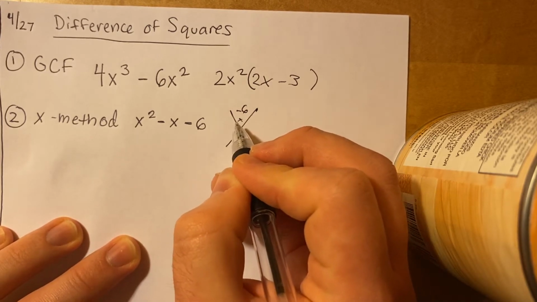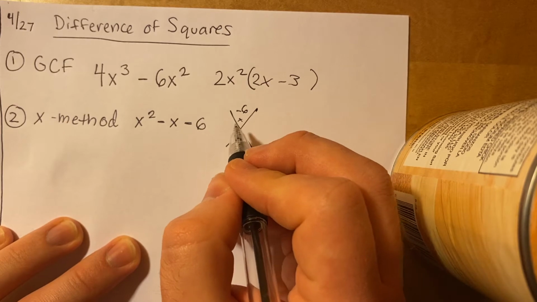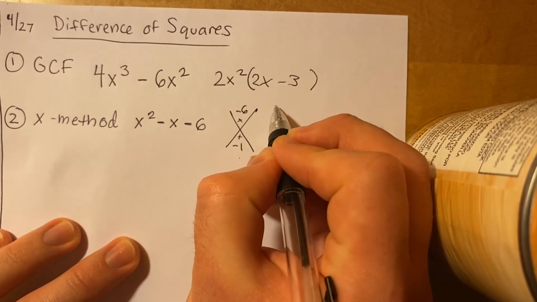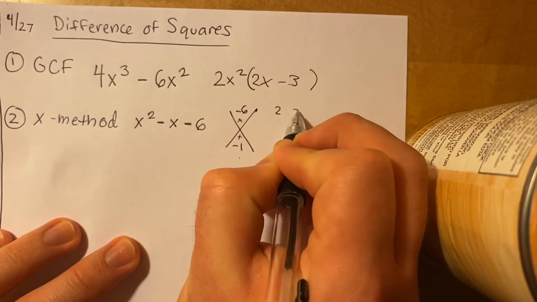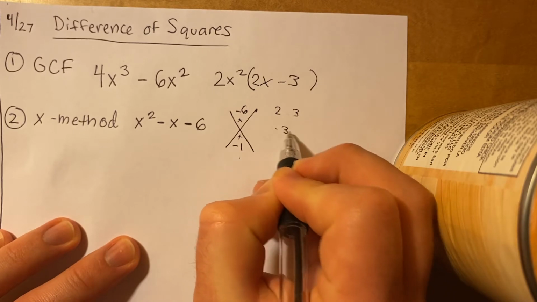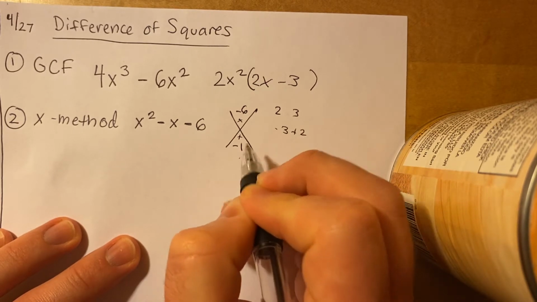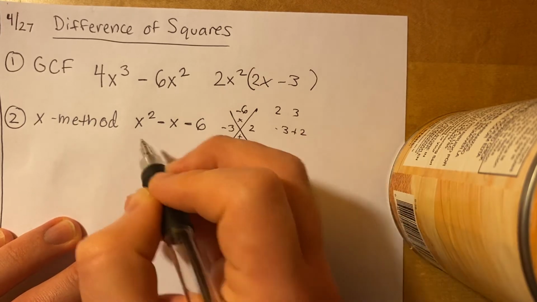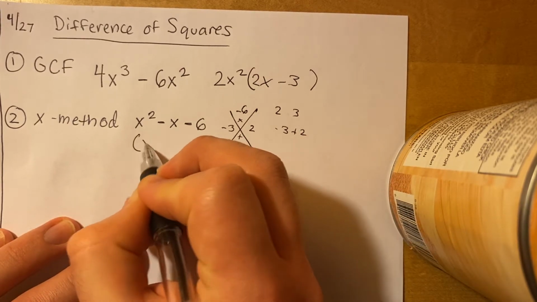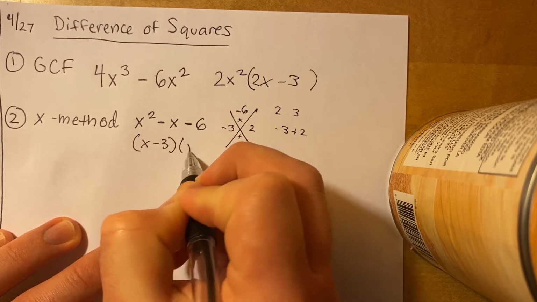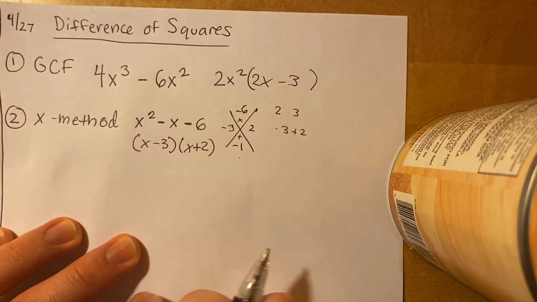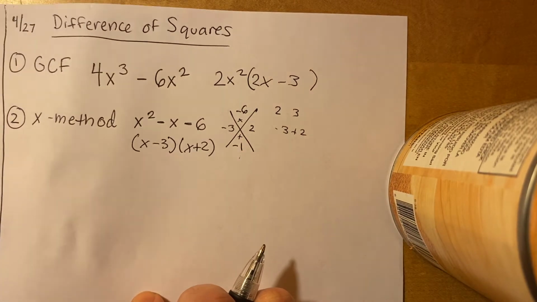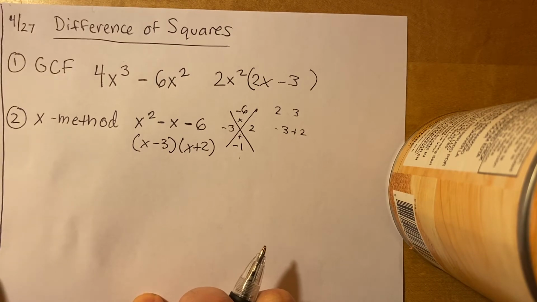Well, when I think of negative 6, I'm automatically going to go with 2 and 3. And I know that if I have a negative 3 and I add it to 2, it's going to equal negative 1. So I'll write negative 3 here and 2 here. And I know my answer here would be x minus 3 and x plus 2. Great. And so today we're going to do another method of factoring.